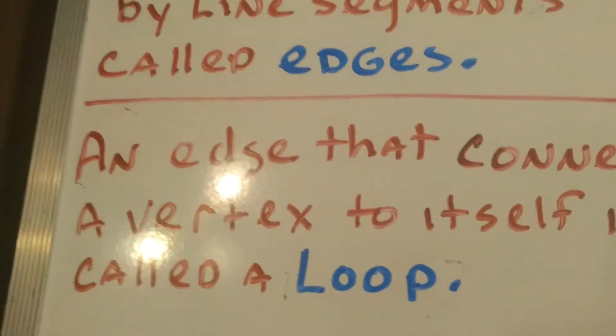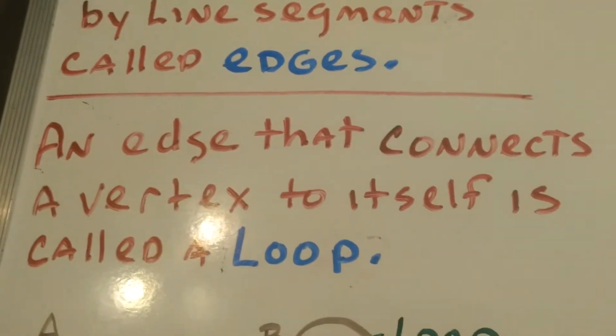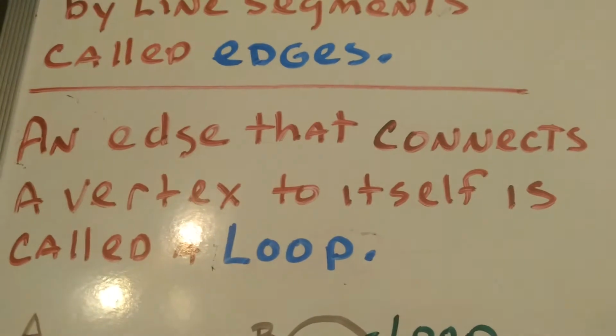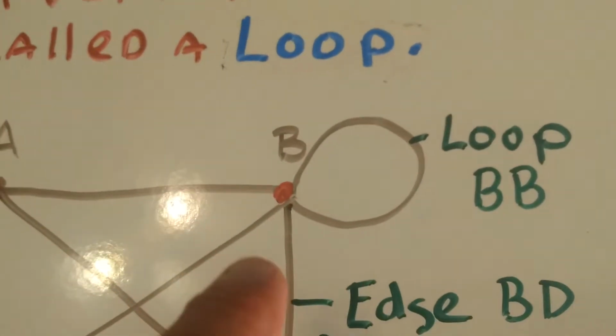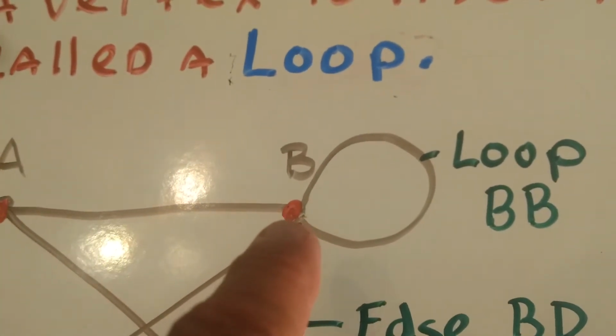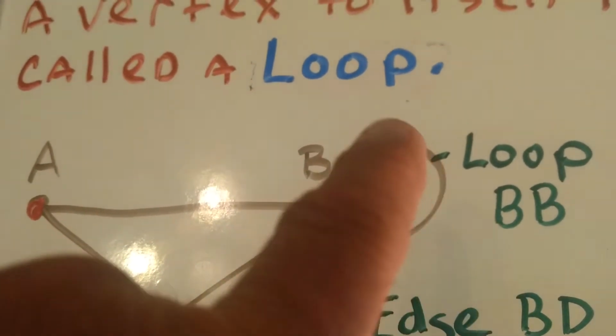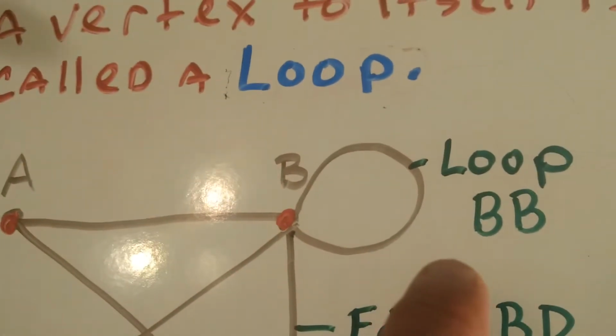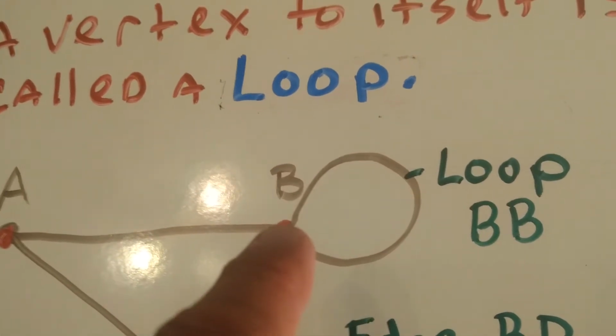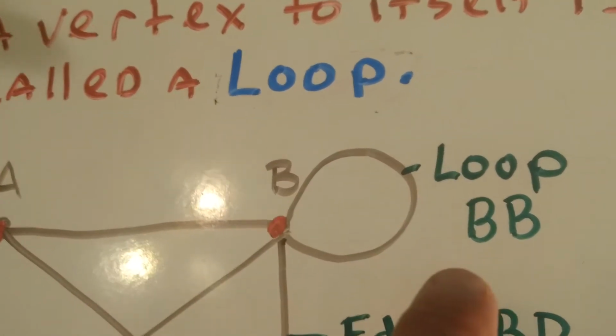And some other definitions. An edge that connects a vertex to itself is called a loop. So here I've drawn a loop here. So see, whether we go this direction or go this direction, we come around and we come back to the same vertex. This is called a loop. We would represent this loop as B to B.